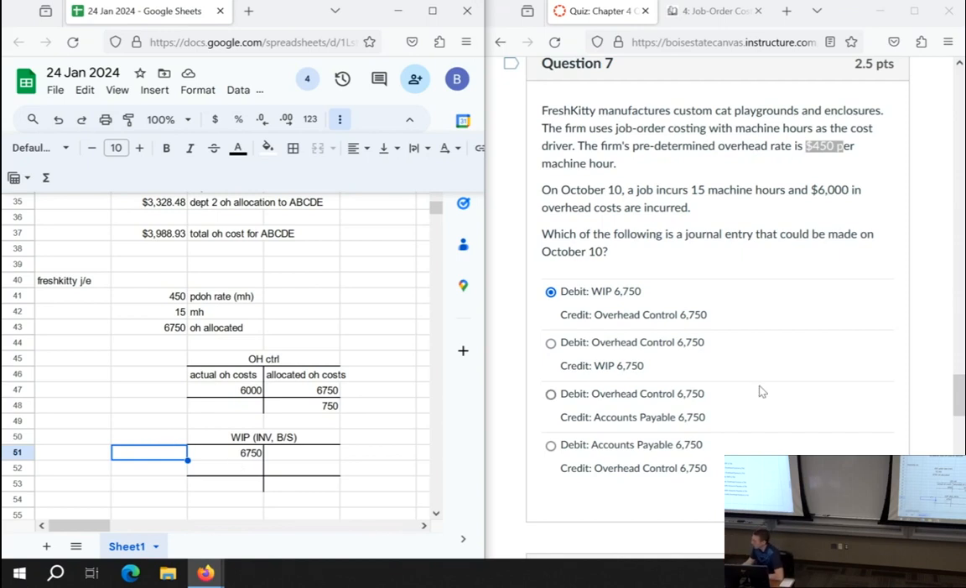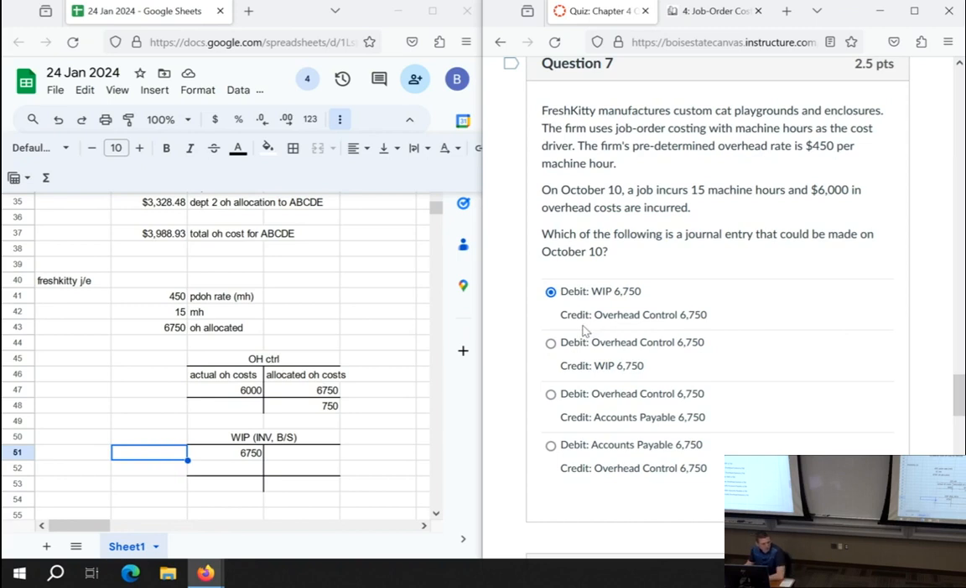So the allocated will always be the credit for overhead control? Yep, exactly, yes. The allocated is always on the credit side. Actual overhead costs are always on the debit side, overhead control.